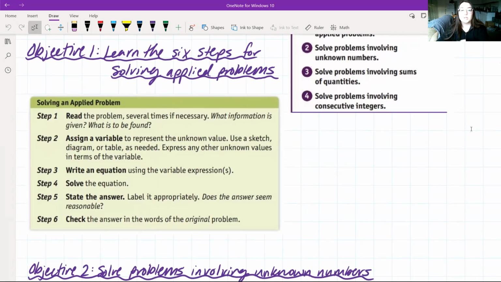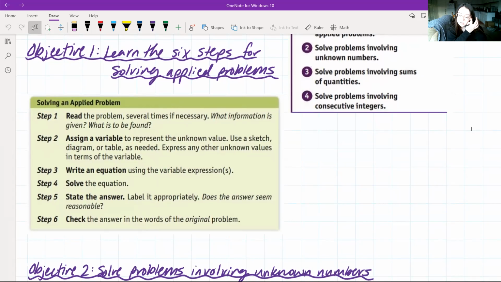So in section 2.3, we learned about the 4 steps for solving a linear equation. And now when we have applied problems, we're going to have a separate 6 steps. So these are going to be a little bit different. Our first step being that we just want to read the problem. We can read it as many times as we would like, several times, how many times you need. You want to think about what information is given and what needs to be found.